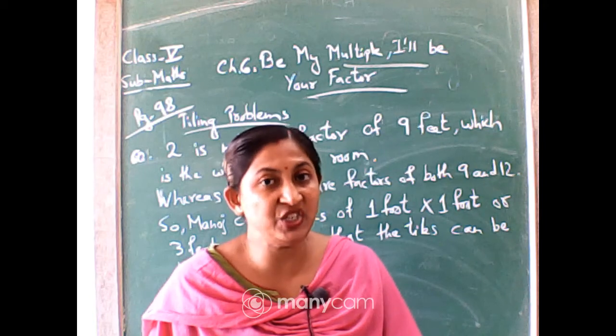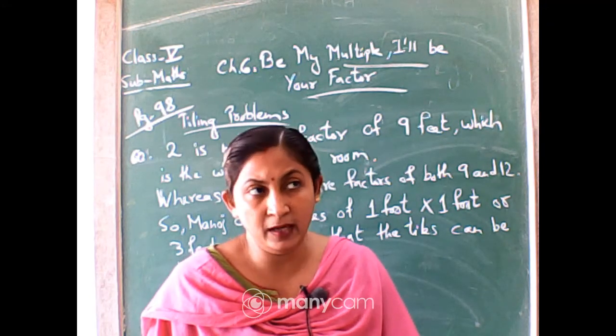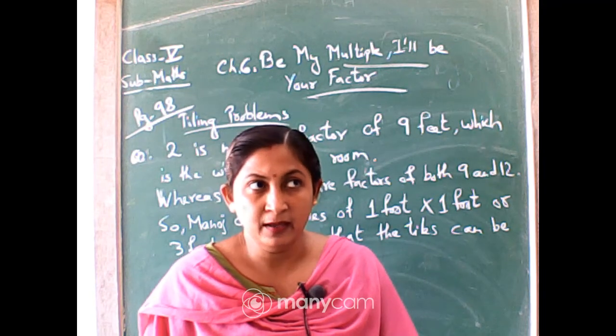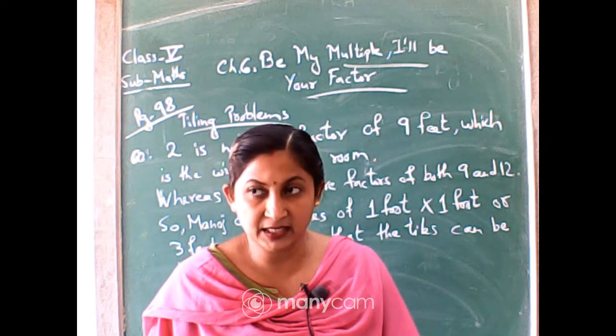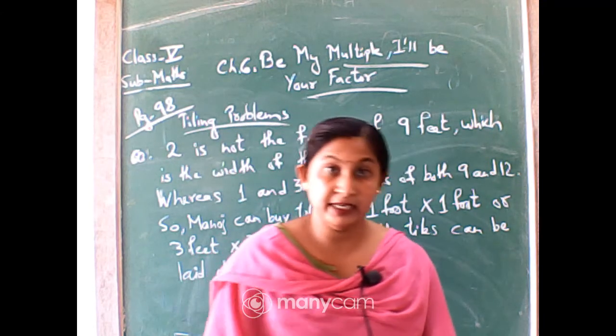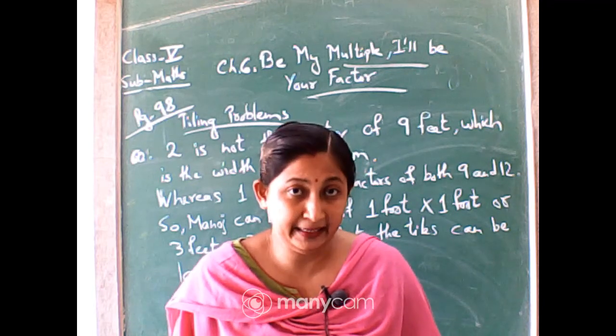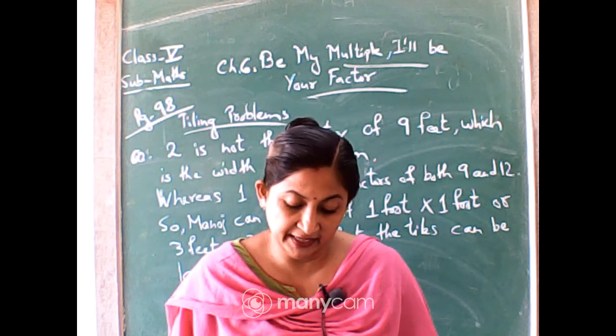Okay. So as you know, the factors of 90 will be 1, 2, 3, then 5, then 6, 9, 10, 15, 18, then 30, 45 and 90 itself. So these are the factors of 90.